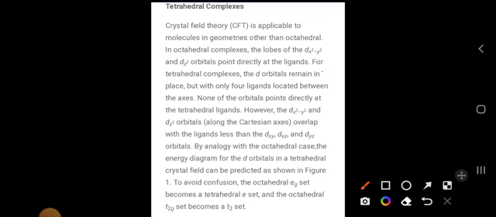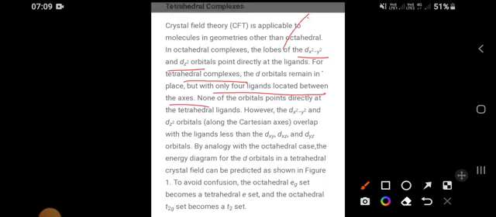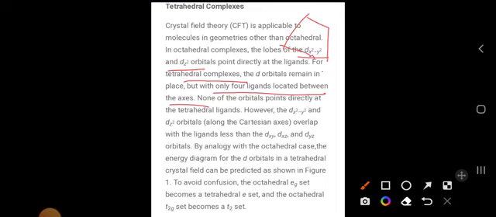The lobes of dx square minus y square and dz square orbitals point directly at the ligands in octahedral complexes. Now in tetrahedral complexes, 4 ligands are located between the axis, so only 4 ligands. What is the shape of this? Like this we have a tetrahedral shape, like a diamond shape.